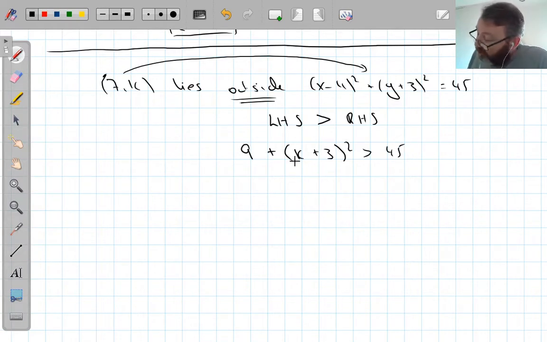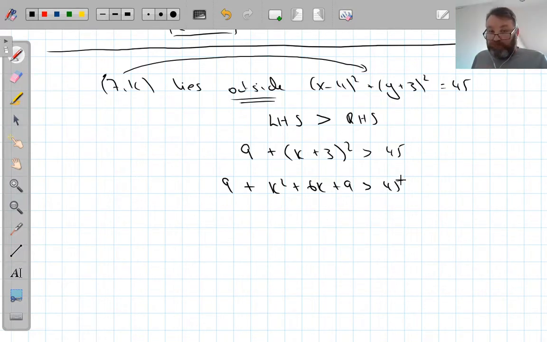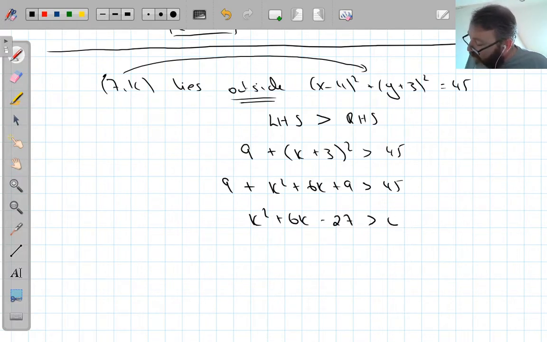Okay, let's tidy this up. 9 plus (k plus 3) squared. This is a binomial. You can square a binomial. k squared, multiply these two, that's 3k, double the result, 6k, plus 9, greater than 45. Now, if you want to work with a quadratic equation, the quadratic equation must be set equal to 0. So the 45 must be brought over to the left hand side. So 9 and 9 is 18, and 18 minus 45, trusty little calculator here, gives me minus 27. So I get k squared plus 6k minus 27 greater than 0.